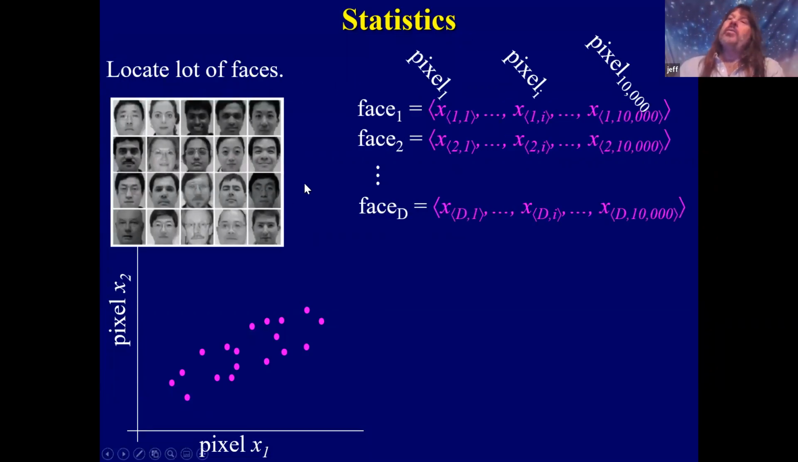So remember where we're starting. We're starting with lots of faces, and we're going to form a big matrix of numbers. Each row corresponds to one of the faces, and each column corresponds to a particular pixel.